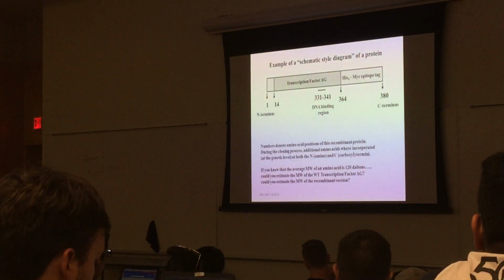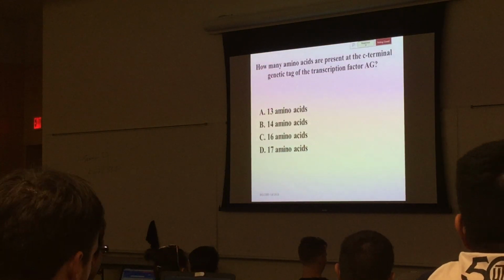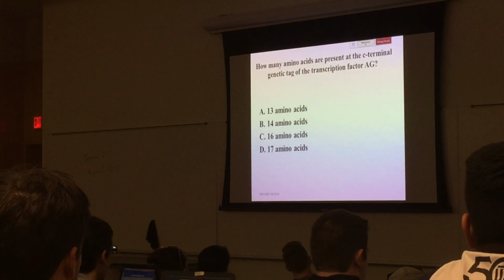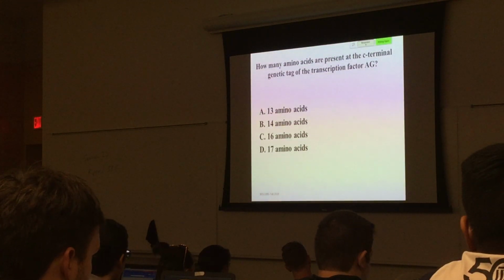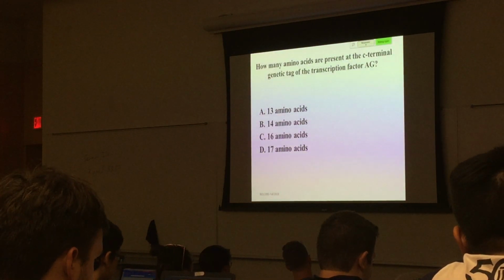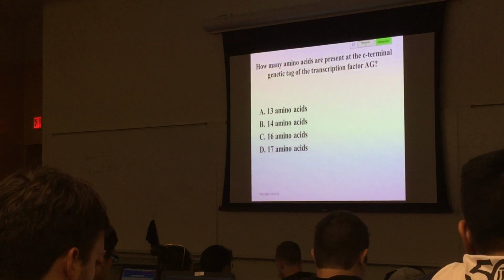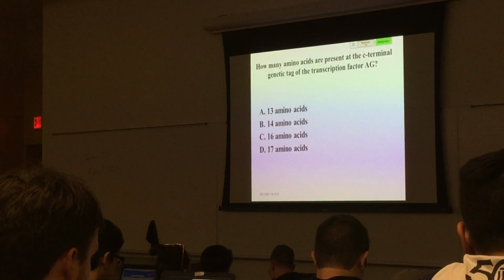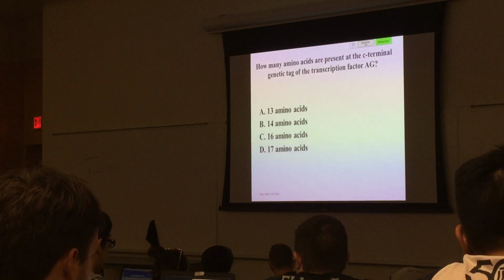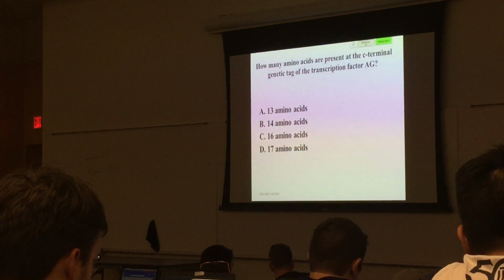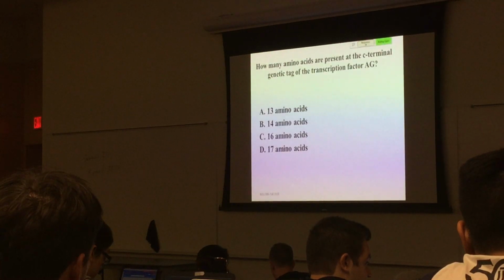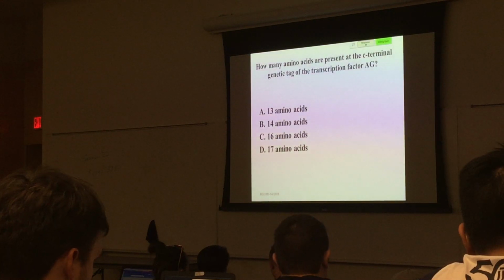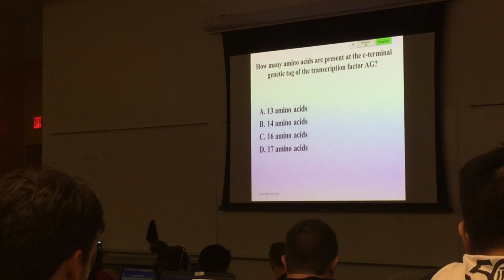Knowing that, knowing how we read these, let's take a look at that particular schematic style diagram, and I'd like you to answer this question. How many amino acids are present at the C-terminus of transcription factor AG? Another question I could ask you, and there's information on there, I'm not going to, is what is the estimated molecular weight of the transcription factor? Knowing how many amino acids are present and the average molecular weight of the amino acids. And you'll get that opportunity to answer in the future. Not today, but sometime in the future.